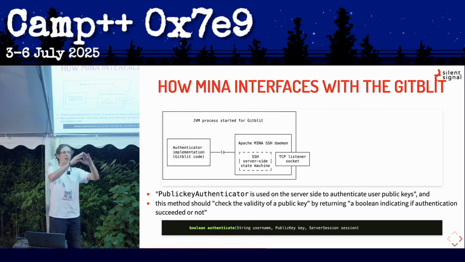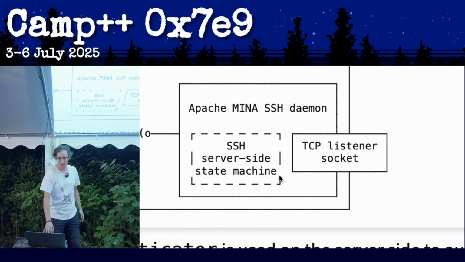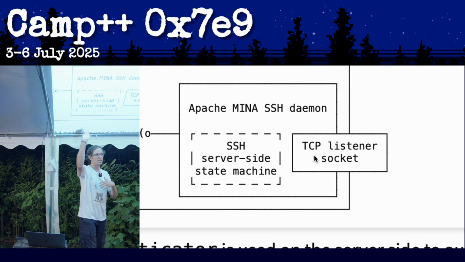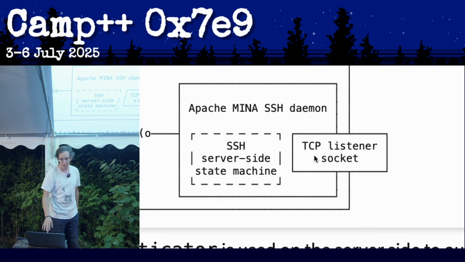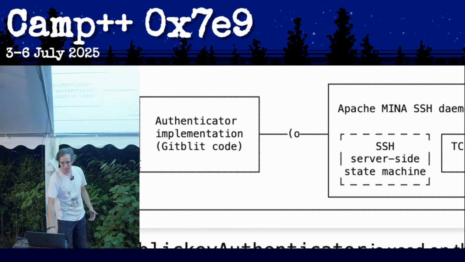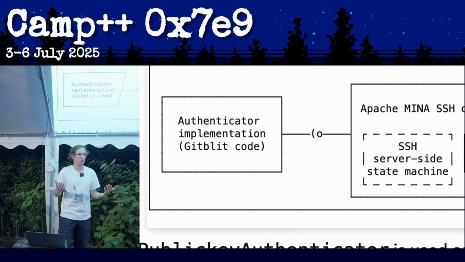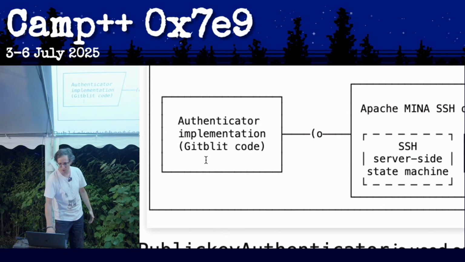So we have just a single JVM process, the Java Virtual Machine, and inside there is this SSH daemon, which listens on the TCP socket. The SSH server has its own state machine, and when it reaches a certain step that, okay, now the user is trying to authenticate, it goes to these interfaces that the host application, or in this case GitBlit, implemented, and asks questions like, can this user log on with this public key? And then the application can do its own lookup using its own machinery.